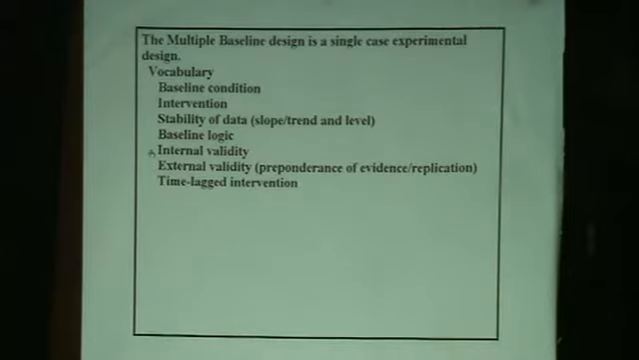Internal validity is the degree to which we can say it is the independent variable that has caused the change in the dependent variable. External validity: we had discussed that no single case design in and of itself can establish external validity. However, if there is a preponderance of evidence, multiple replications over different subjects, and it's all leading the same way, we can start to build a sense of external validity.